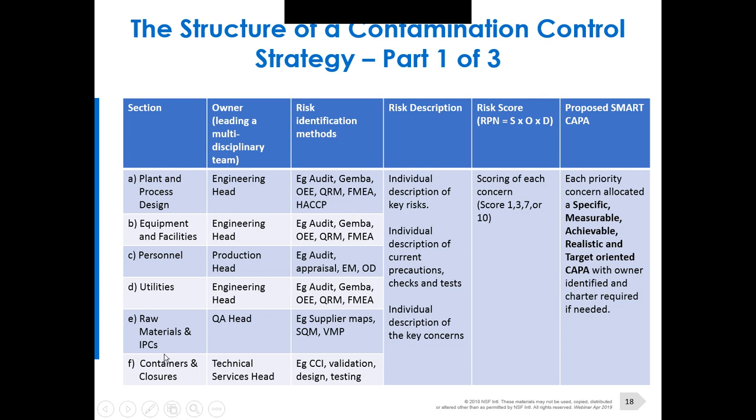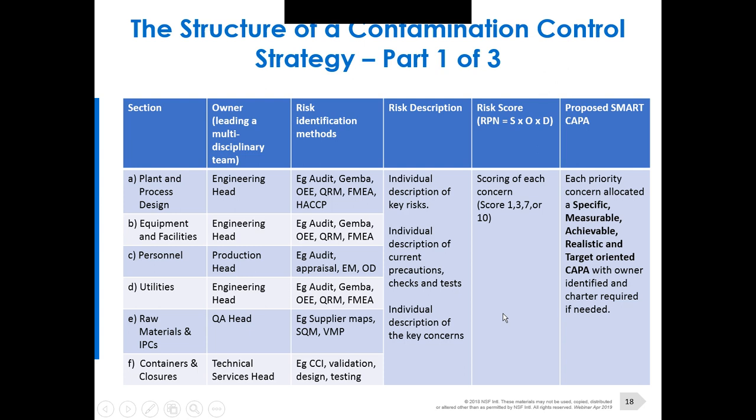So you're trying to use a multidisciplinary approach to get 20/20 vision on the risks against each of these sections. Then within each of the chapters, you describe the risks themselves, you describe the current set of precautions, and you describe the key concerns in very clear, objective language. You score them, avoiding the score of 5 out of 10, of course, because that will always lead to ambiguity, because you'll be sitting on the fence rather than claiming a high or low risk. And then by then ranking this section, you can then begin to think about proposing some SMART CAPA: specific, measurable, achievable, realistic, and target-orientated CAPA.